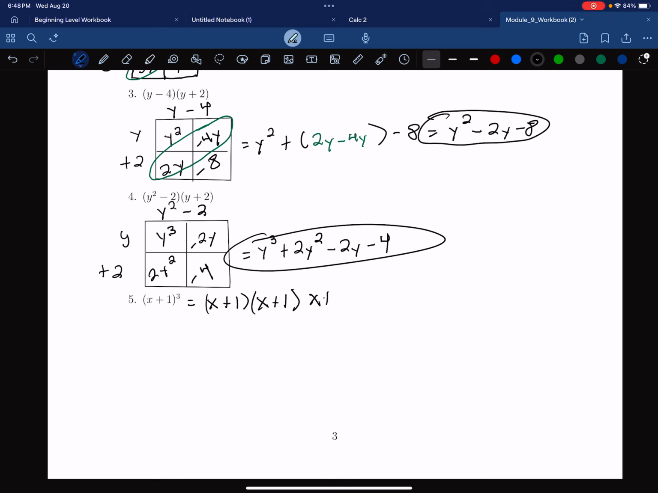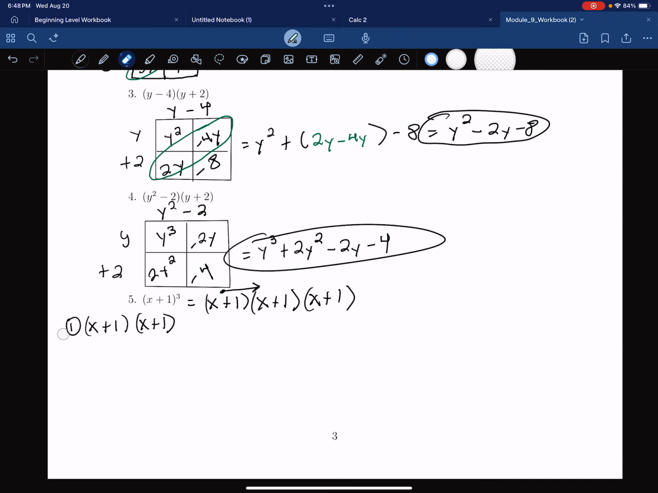times x plus 1. Now, let's use order of operations, PEMDAS, and work from left to right. So let's first start off by multiplying x plus 1 times x plus 1. So, step 1, x plus 1 times x plus 1.